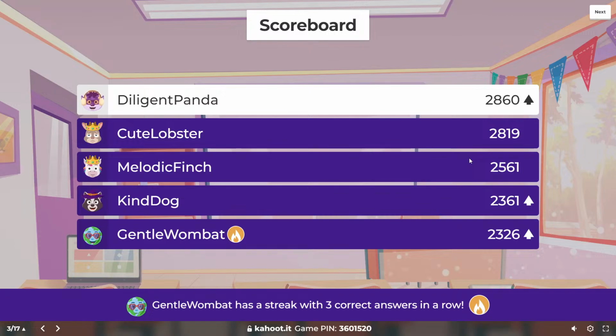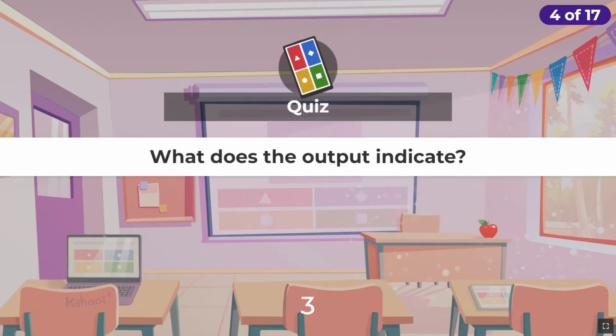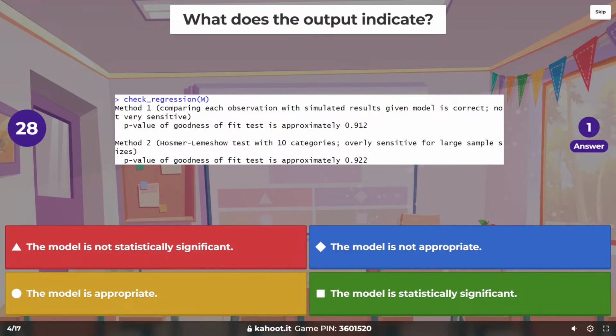Diligent panda, cute lobster, melodic fish, kind dog, gentle wombat. Here we go. What does this output indicate? What does this output indicate? Ooh, I love it. What does this indicate?